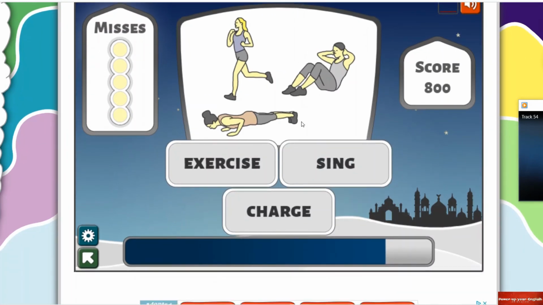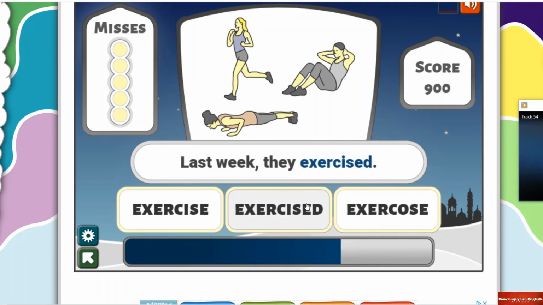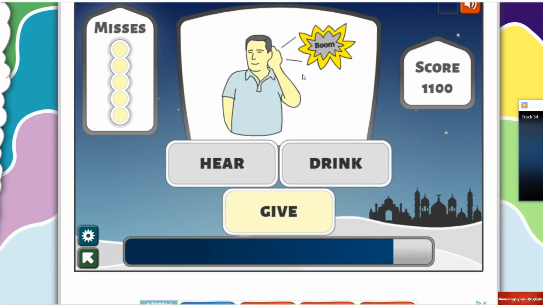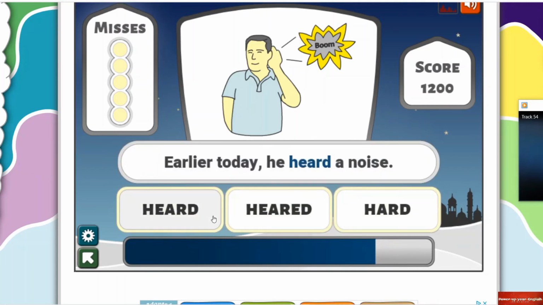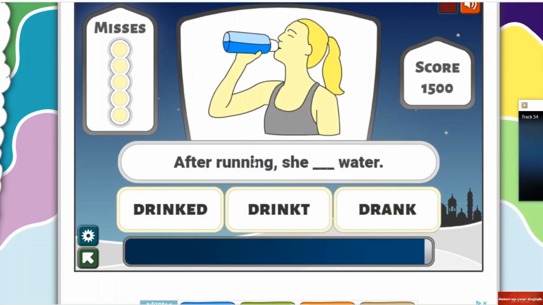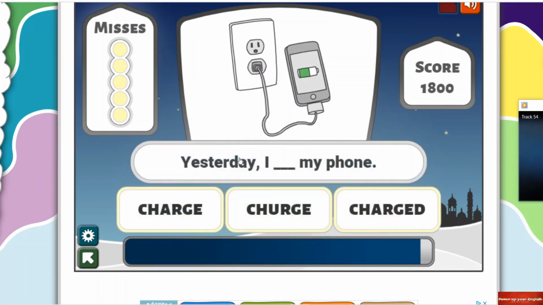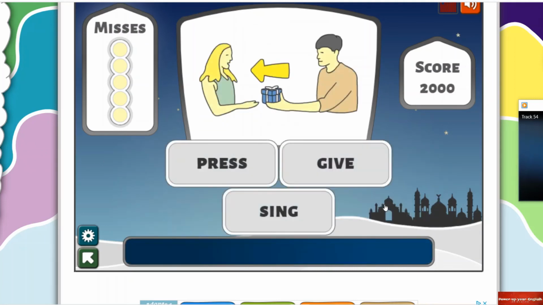Here, what do we need to do? We need to see what are these people doing. Of course, they're not singing, not charging. Last week they... So today I exercised, but last week they exercised. This is to hear. Earlier today he heard a noise. This is drink. After running, she drank water. This is charge, to charge your phone. Yesterday I... This is regular, so we use charged my phone.